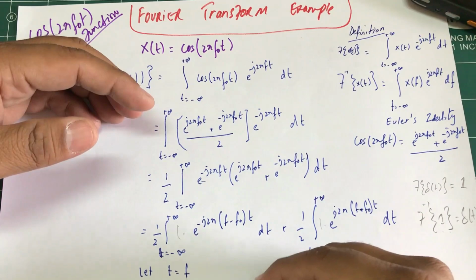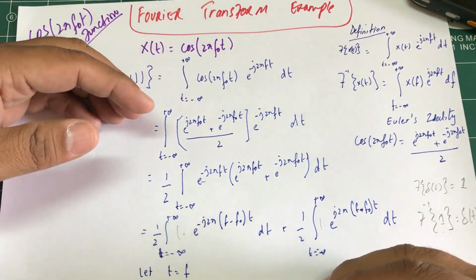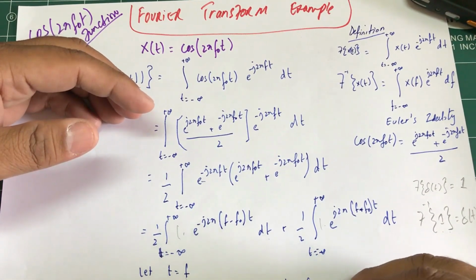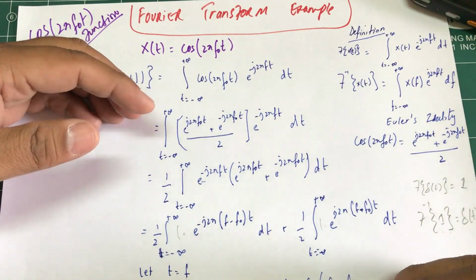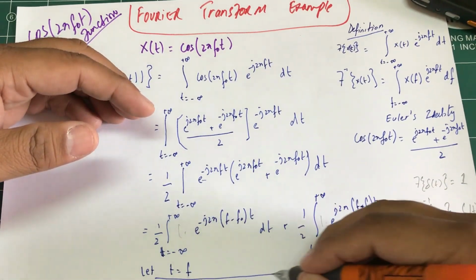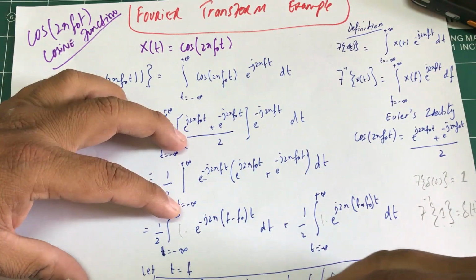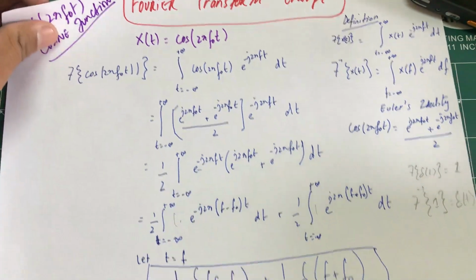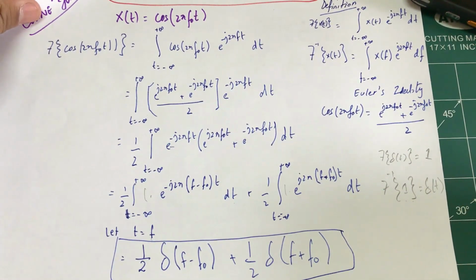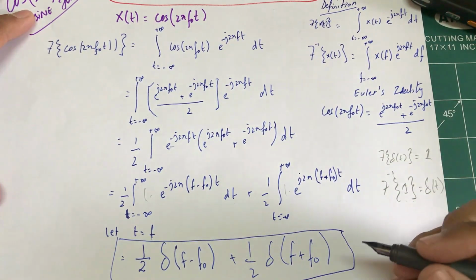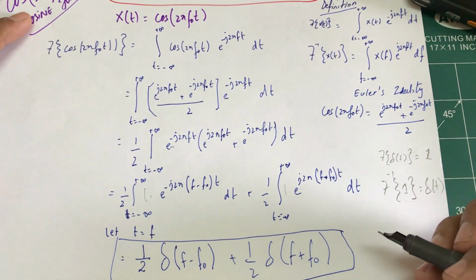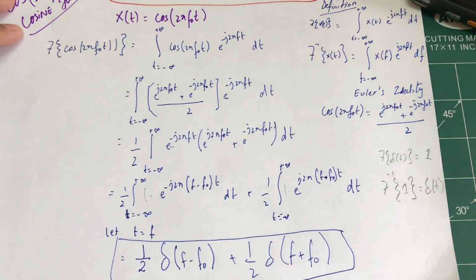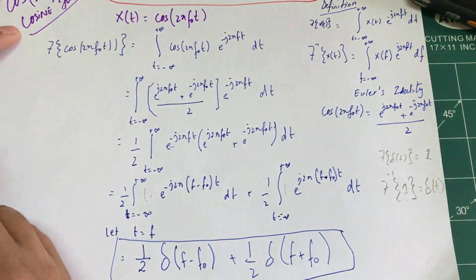So this is f minus f naught plus 1/2 delta f plus f naught. This is the Fourier transform of my cos function. Right? This is a Fourier transform of my cos function. This is a very, very important function that we like to use in modulation and things like that. So how does this function look like?